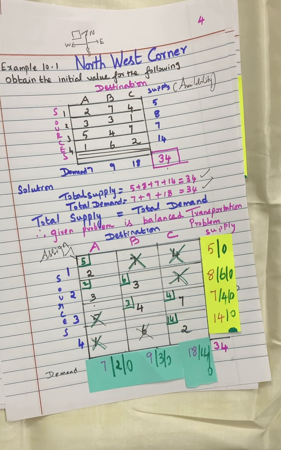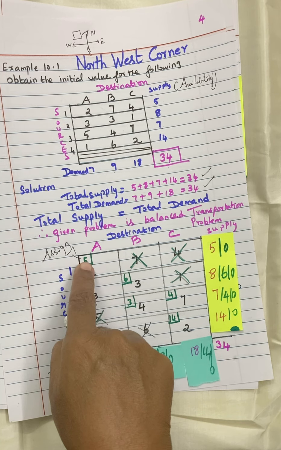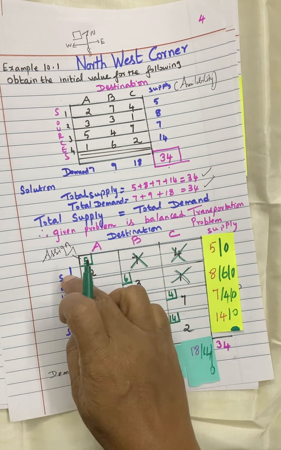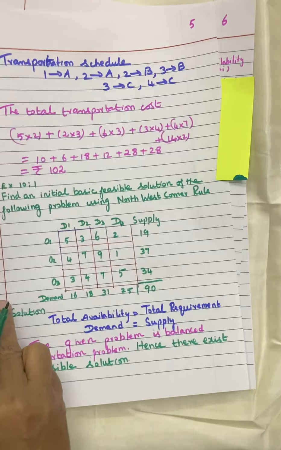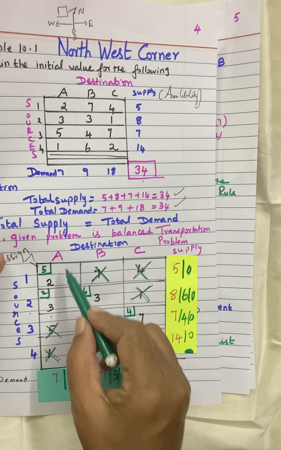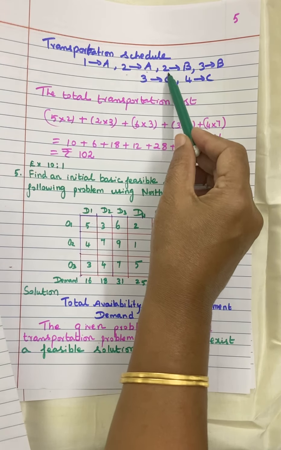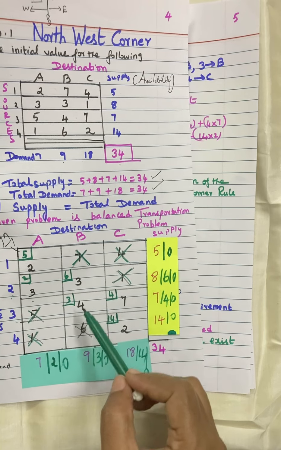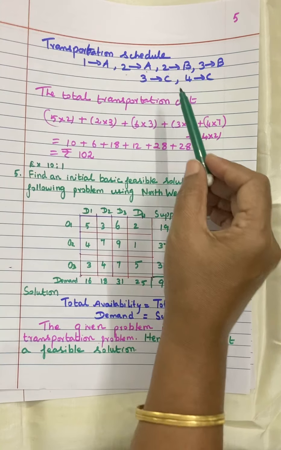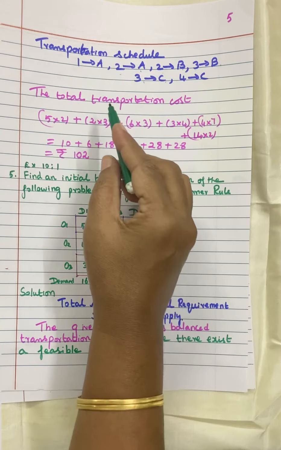Okay. Now we are going to write the schedule. How it has to travel. How it has to travel from 1 to A, because I have assigned here. So you choose only the assigned part. 1 to A. Then 2 to A. 2 to B. 3 to B and 3 to C. 4 to C.